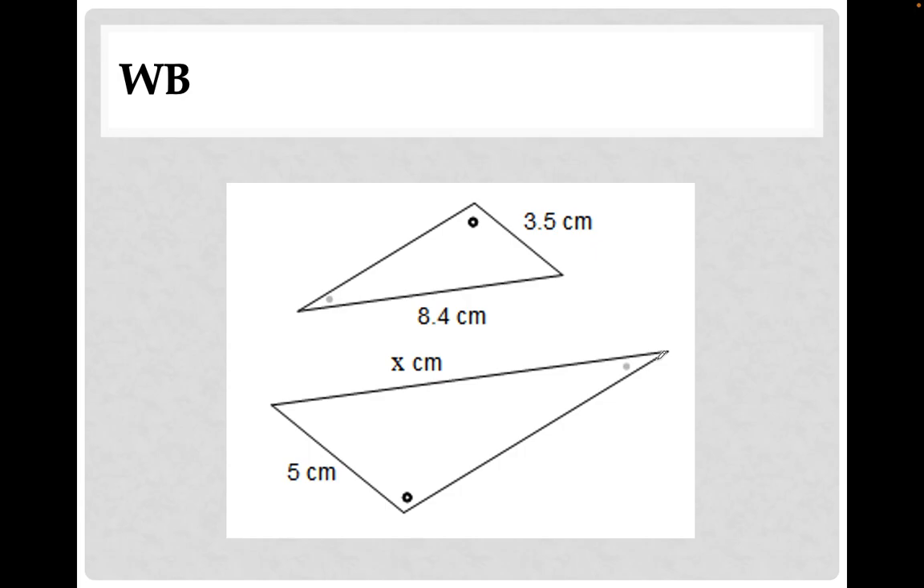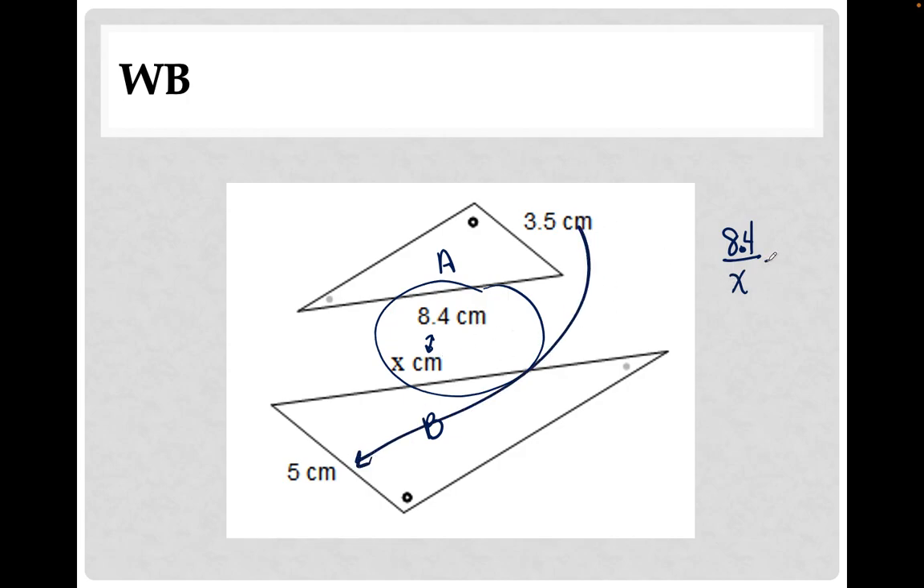Here's another one to try for you. In this case, these two sides correspond with one another. And so if I write a proportion maybe for this one, because trying to figure out how many times bigger this shape is than this might not be as easy because of the decimals. 8.4 over x equals 3.5 over 5 is a good proportion to use.